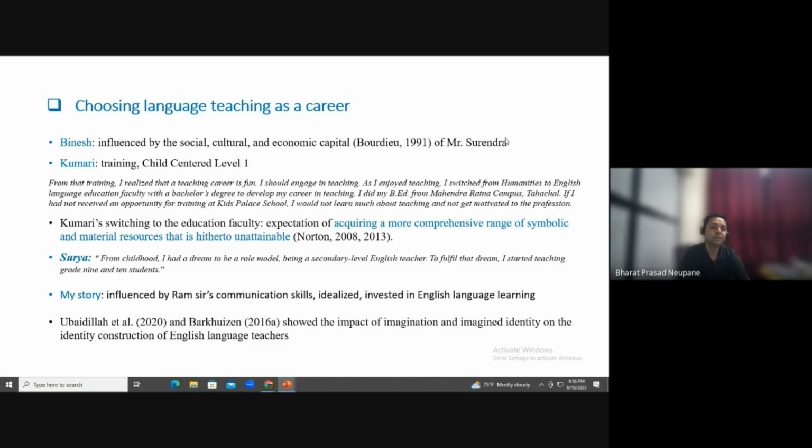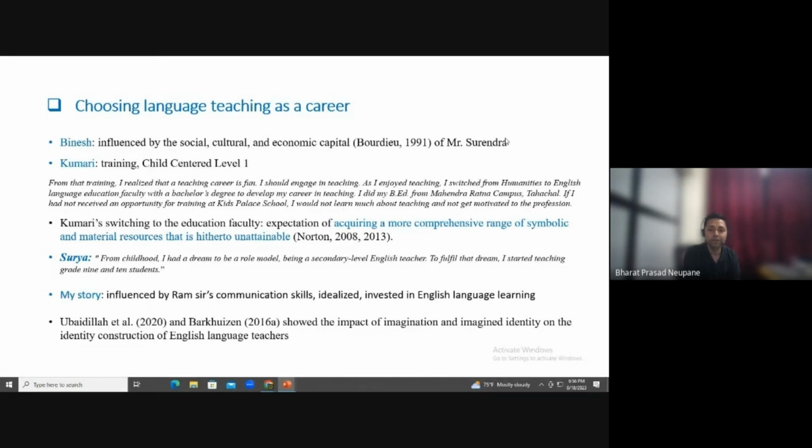So Kumari shared that when she received one opportunity to get training during the formative phase of her career, the training titled Child Centered Level 1, she saw English teachers who had good communication skills and who had a good career. From that, she realized that English language teaching can also be a good career. She confessed, "From that training, I realized that our teaching career is fun. I should engage in teaching. As I enjoyed teaching, I switched from humanities to the English language education faculty with a bachelor's degree to develop my career in teaching."